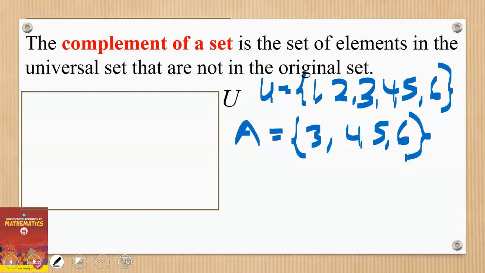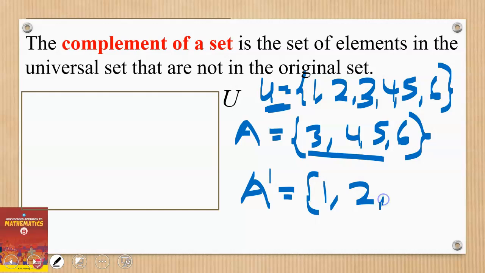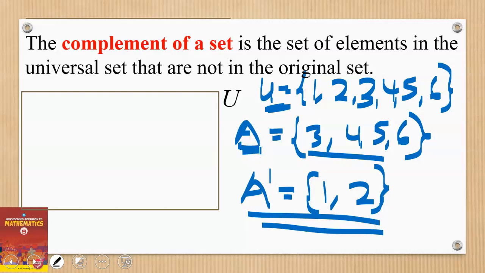Now, when it says complement of set A, what we are trying to say is, what are the elements in the universal set but not in the set A? And you can see that we have 1, 2. These are the two elements that can be found in the universal set but not in the set A. And so we call this set the complement of the set A. That is what we are trying to say.